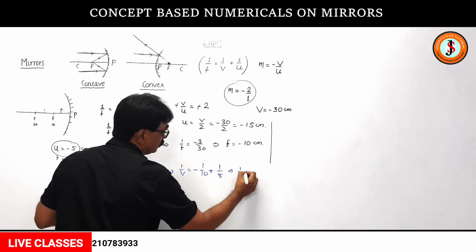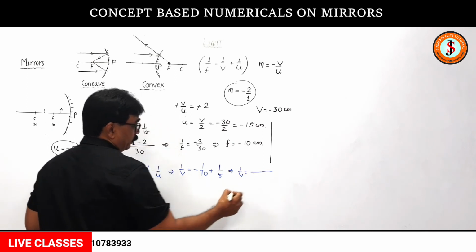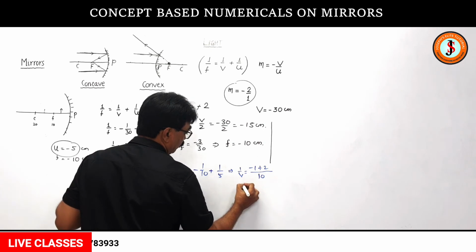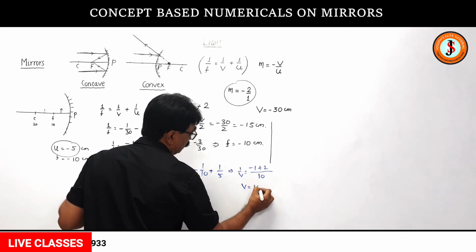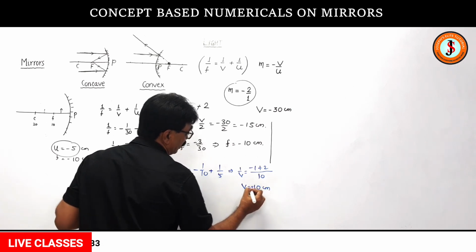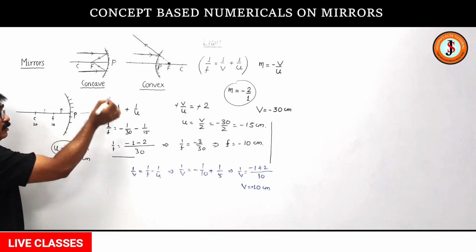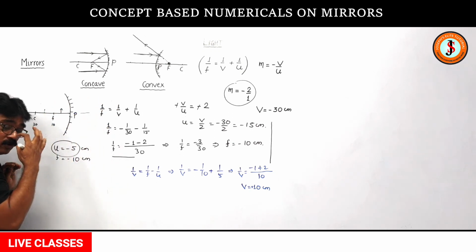So now 1 by v is equal to, 10 is the LCM, negative 1, plus 2. So 1 by v is equal to 1 by 10. So v will be 10 centimeter, and positive. That means the image will be behind the mirror. That means opposite side of the object.